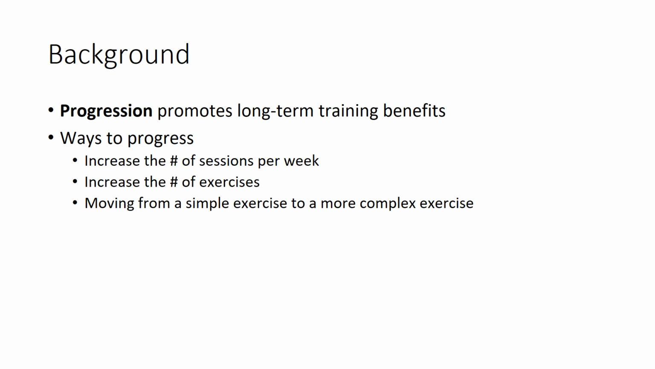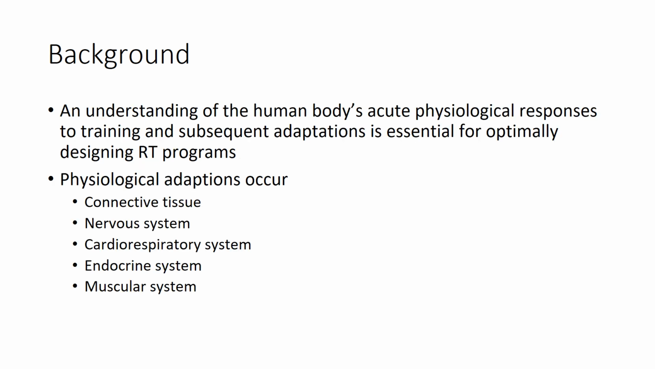We can also incorporate other techniques as well, such as isometric holds at different positions. We can do eccentric movements as well, but that's your progression on what you would utilize in the gym setting. But the issue of importance is that progression is really based on the athlete's training status, and this should be introduced systematically and gradually. A general understanding of the human body's acute physiological responses to training and subsequent adaptations is essential for optimally designing a resistance training program for an athlete or an individual.